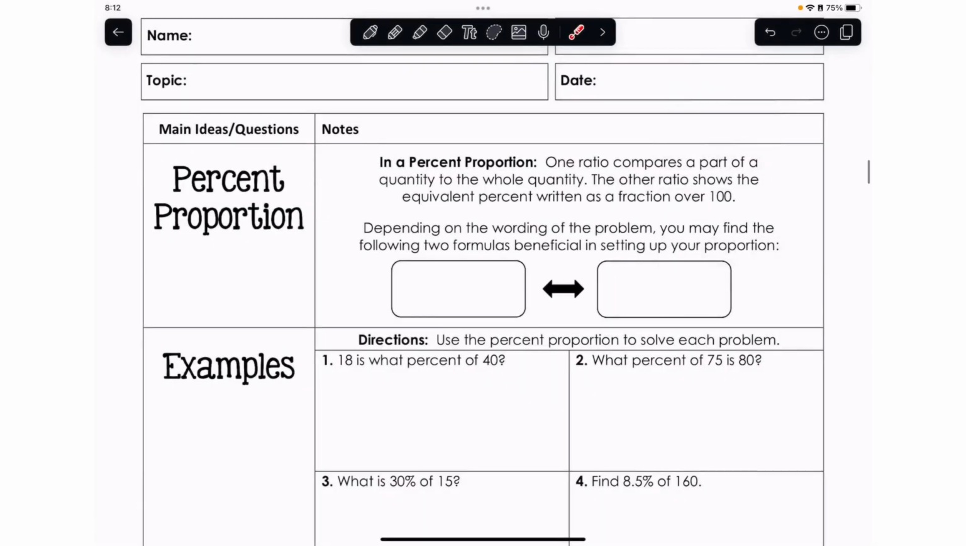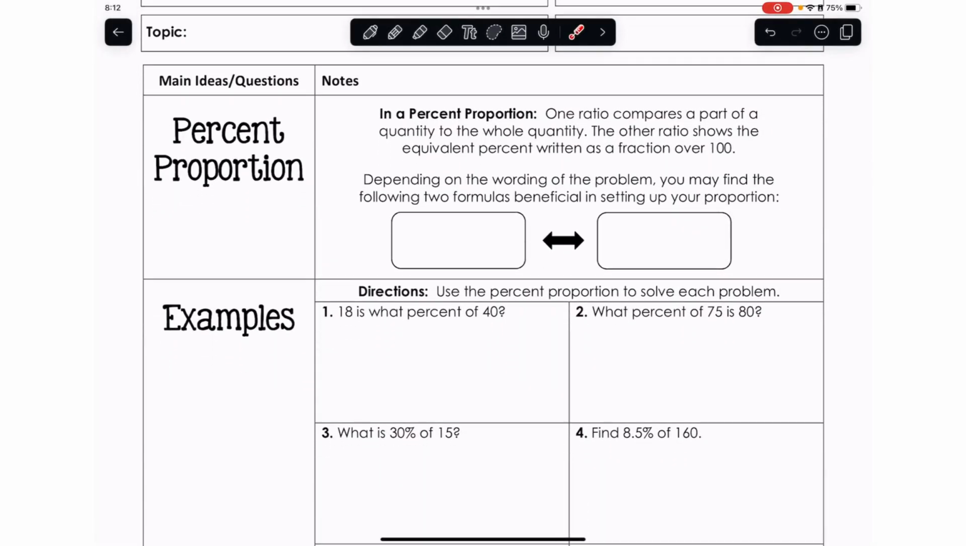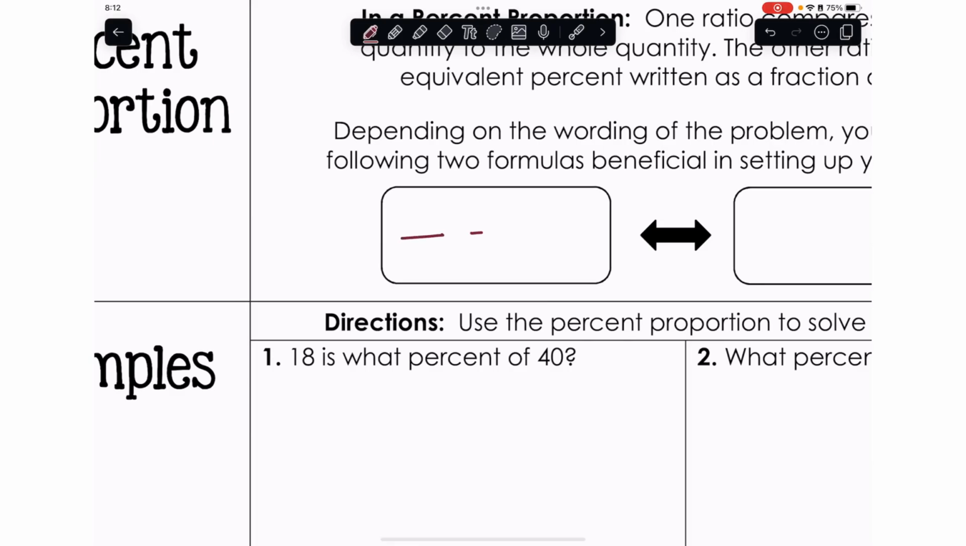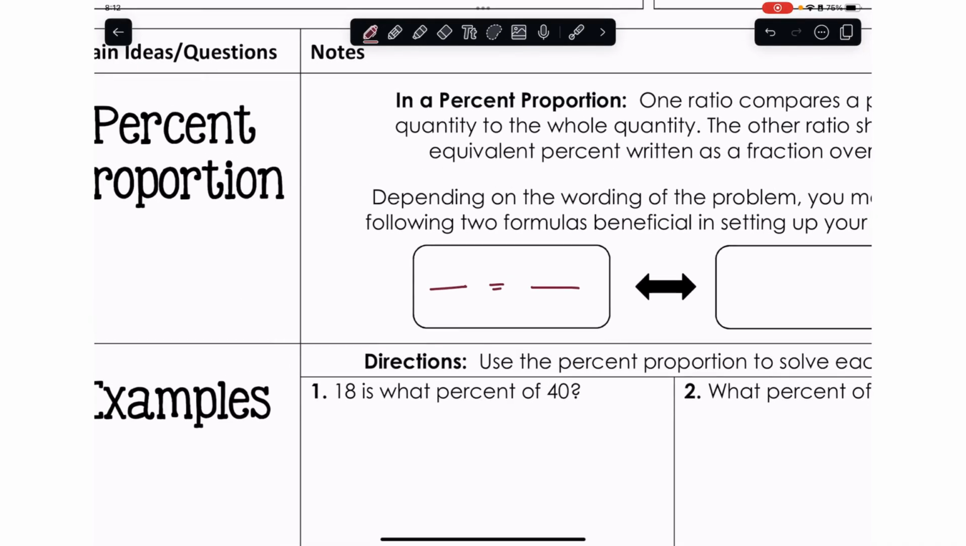All right, so today we're going to look at a percent proportion. We know proportions are those fractions, right? So I know that I'm going to have two fraction bars within my percent proportion here. A proportion is two fractions that are equal to each other. That's the definition of it.